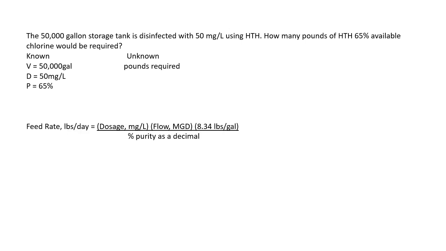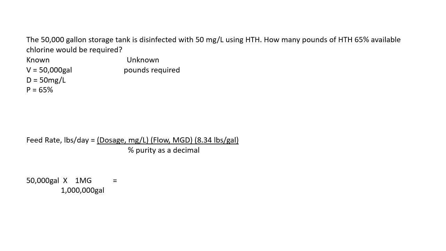Here again is our pounds formula: dosage in milligrams per liter times flow in MGD, or just million gallons, times 8.34 pounds per gallon, divided by the percent purity as a decimal. Like most math problems that you have to do in water, you've got to convert stuff. So let's get 50,000 gallons into MGD. I know I keep saying MGD because that's what the formula is, but it can just be million gallons.